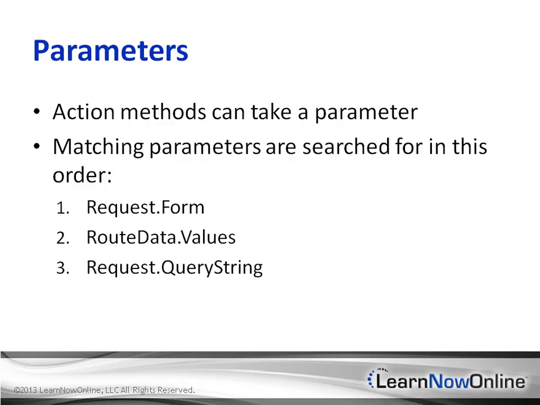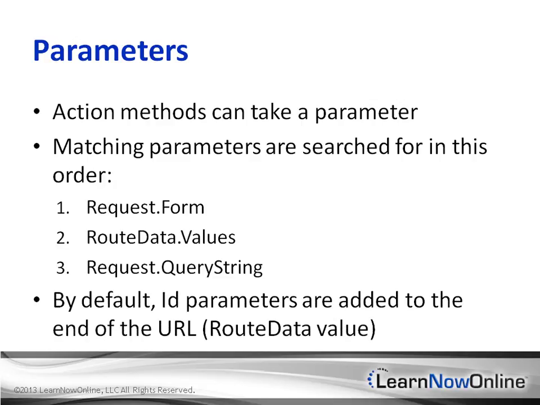So if, for instance, I have an action method that takes 2 or 3 different parameters, the MVC framework is first going to look to see if it finds those in posted form data. If it can't find them there, then it's going to look in the actual route data values. Are they in the URL somewhere? And if it can't find them there, then it's going to see if they were attached to the end of the query string. The one exception to this is that by default, ID parameters are added to the end of the URL. So if you have URLs that go to actions that need a specific ID, you can just add that to the end of your URL as opposed to doing a query string or posting it or anything like that. That's such a common operation that it actually gets built into the URLs of the MVC framework.